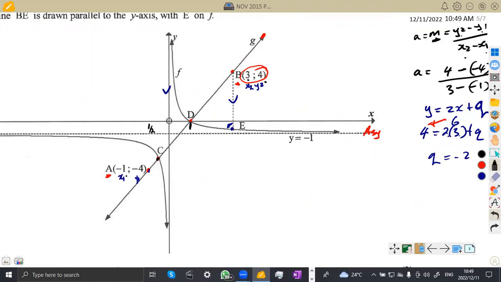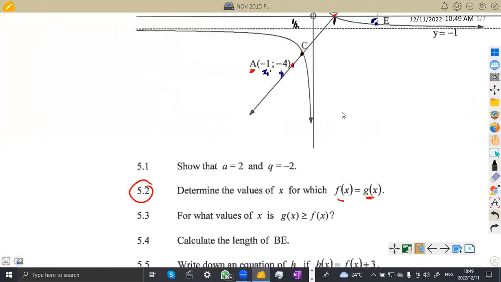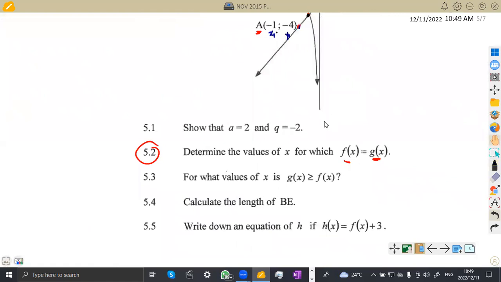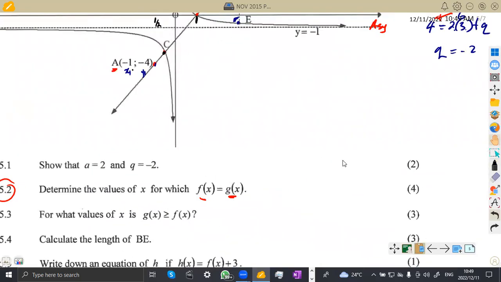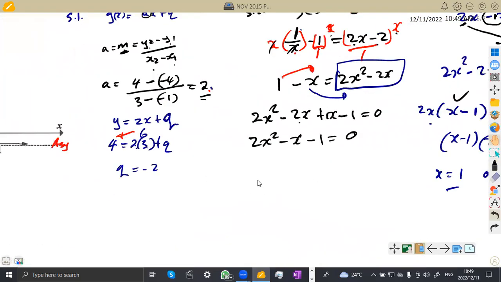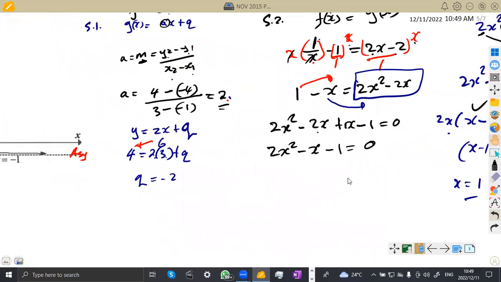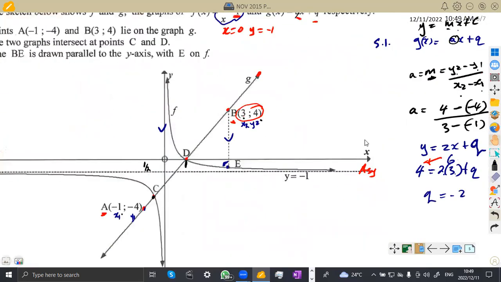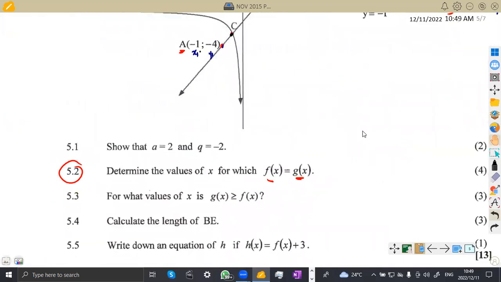Let's see the values of x. So the question was the values of x for which f of x is equal to g of x. So x is equal to what? x is equal to 1 or minus half. So that's what you're going to have. So that was the question, guys, when they are equal.